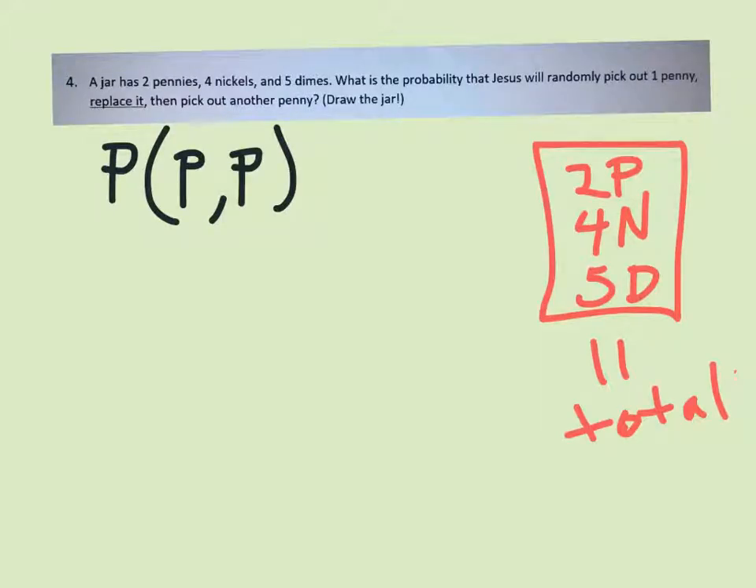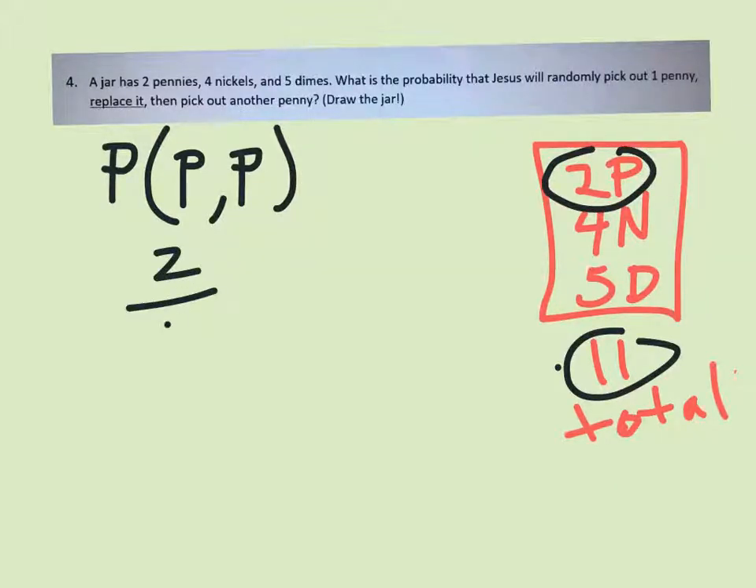All right, so I drew my jar, and hopefully you did too. I totaled it up, and I have 11 coins total in the jar. So the probability of picking a penny, putting the penny back, replacing it, and then picking another penny out is, let's see, the first penny is 2 chances out of 11. So 2 elevenths. Then I'm going to put that penny back, and I'm going to try to pick out another penny, and that also is the probability of 2 out of 11.